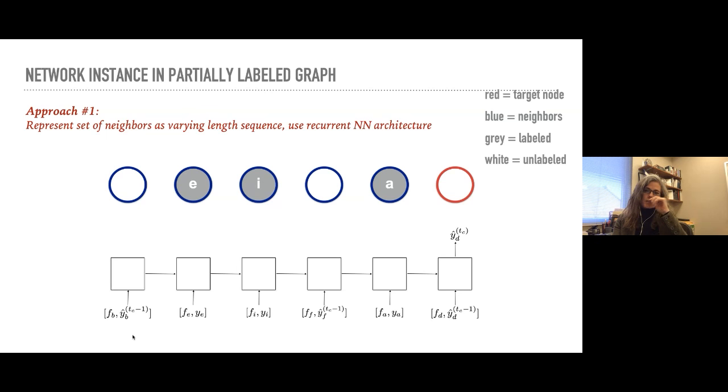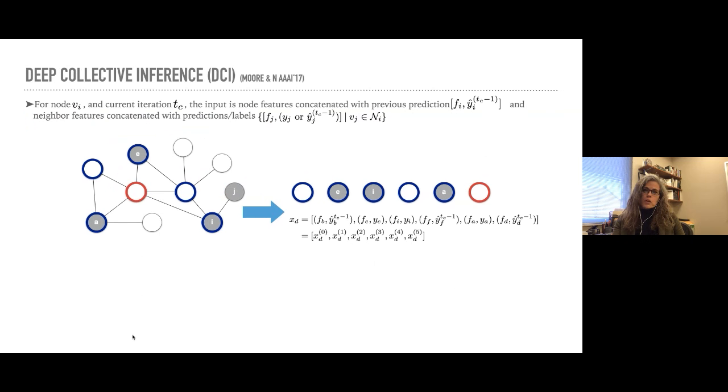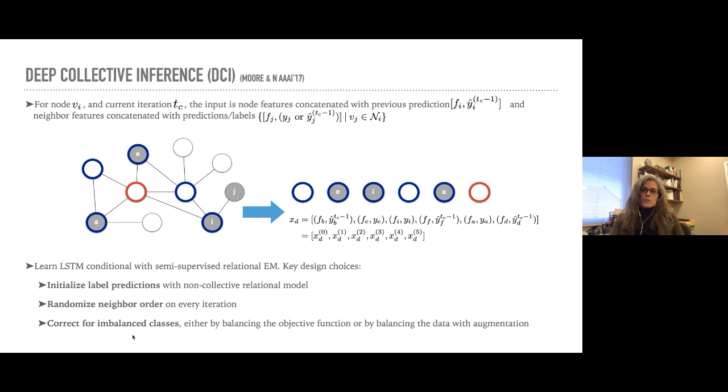And so we did this in a collective inference framework for doing classification in networks. We specifically use this type of formulation, and I won't get into a lot of the details of the method, but what we did was use this LSTM formulation tied as the local component, local conditional, in a semi-supervised relational EM scenario where we were alternating between estimating the parameters of the neural network and then making predictions for the unlabeled nodes in the network.